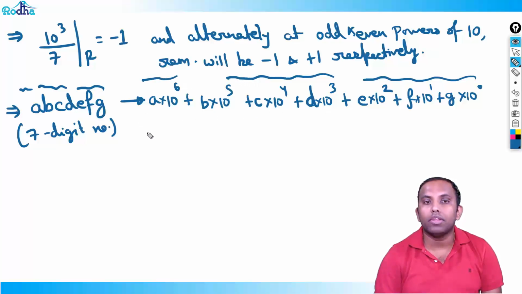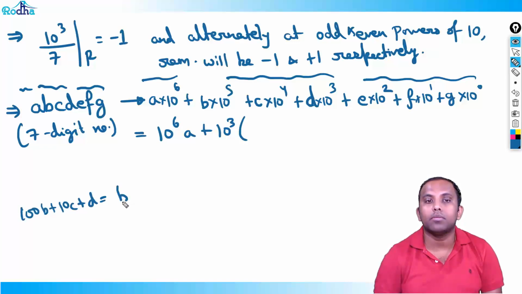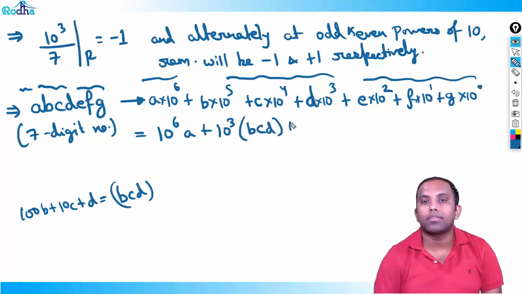So what will come as common here? In this group, in the last group, nothing will come as common. Then simply write 10 raised to 6 into A plus. Now, from this 3, 10 cube will come as common. So what is left here is 100B plus 10C plus D. 100B plus 10C plus D is nothing but a 3-digit number BCD. So I can simply write here BCD plus.